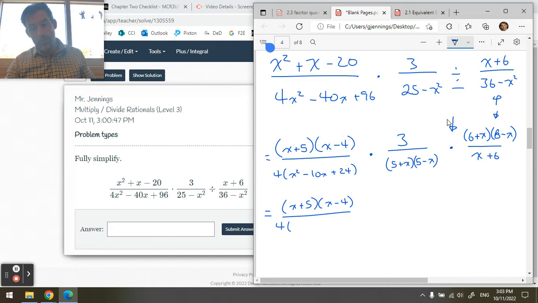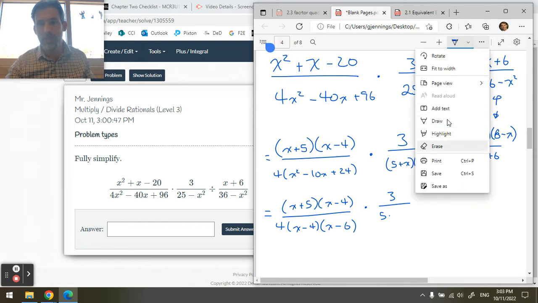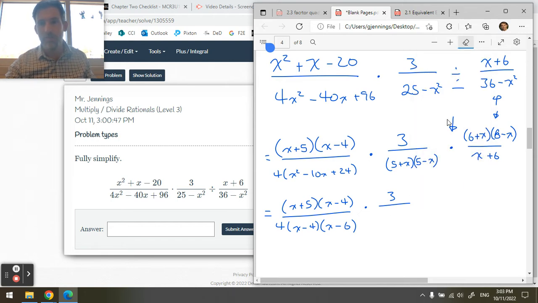Well, those numbers are 4 and 6. x minus 4 times x minus 6, multiplied by 3 over 5 plus x. I'm going to write that a different way. There we go. I'm going to write that as x plus 5, because 5 plus x is the same thing as x plus 5. And then 5 minus x, I'll leave that as 5 minus x.